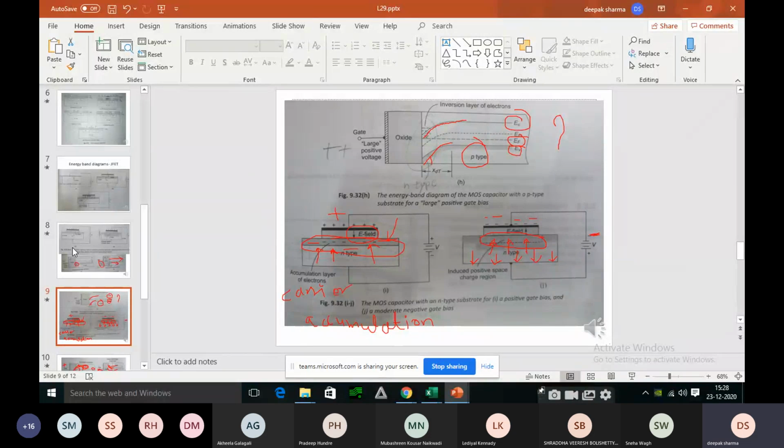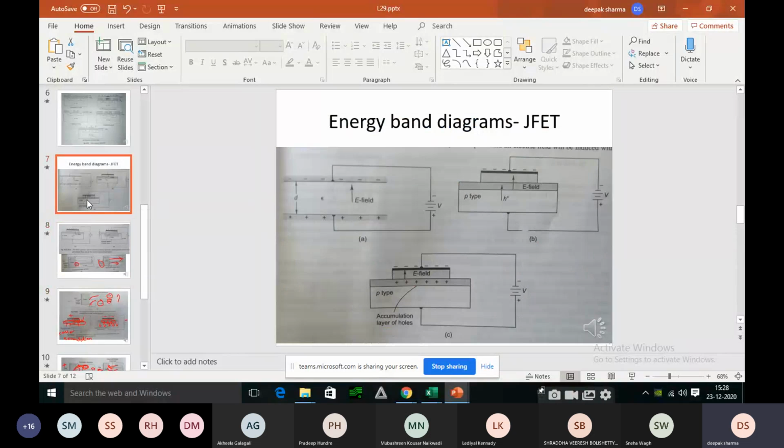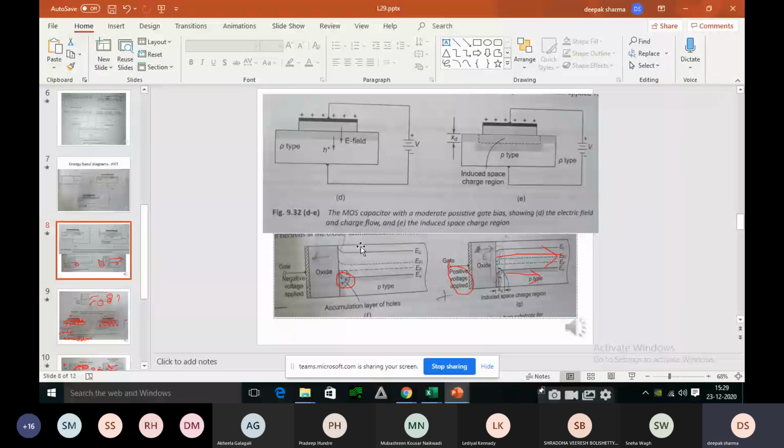So these diagrams you have to draw and explain. How to explain? Take different cases. What is the first case? First case is apply negative voltage at the gate. So what happens? Positive holes will be attracted near the substrate and oxide boundary, correct? So because of that, what will happen, you have to explain here. Holes will be attracted as shown in this diagram also, and the Fermi energy level is very near to the valence band and very far away from the conduction band, correct?